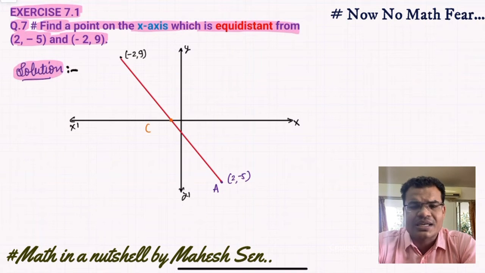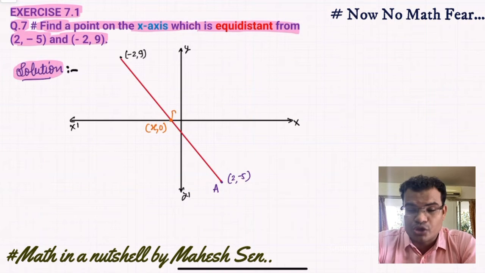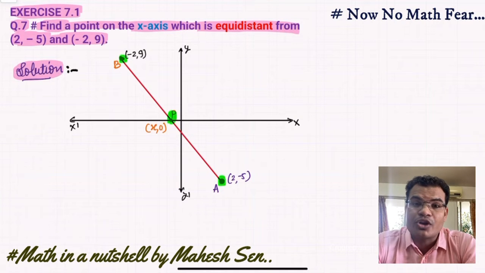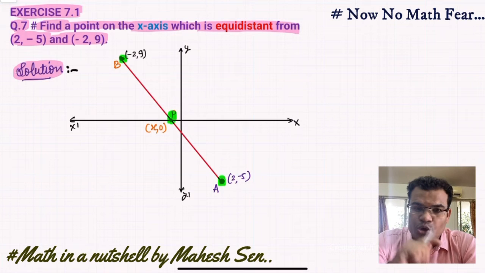This point we can take as P. The coordinate of this will be x comma 0. So the y value will definitely be 0, and I'm just putting x comma 0. We have to find the value of this x comma 0, or you can say the coordinates of point P, because the question says find a point on the x-axis. So the point is P, whose coordinates will be x comma 0.